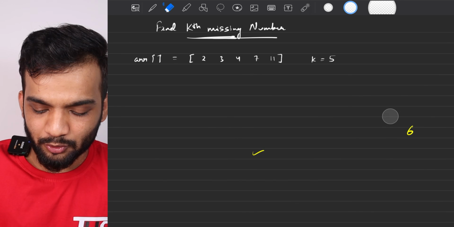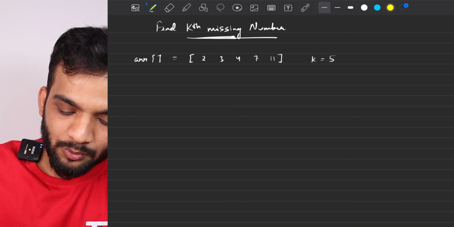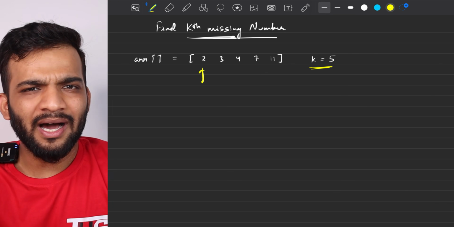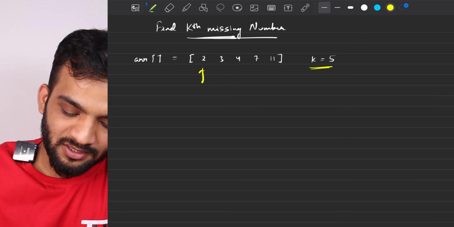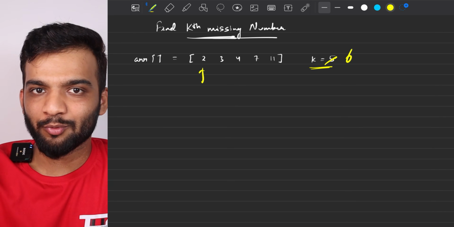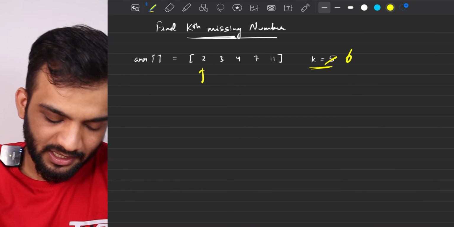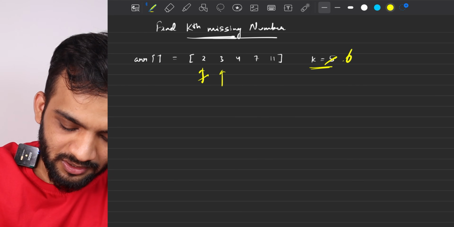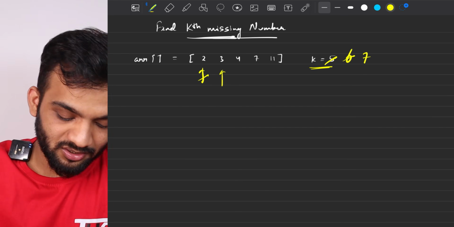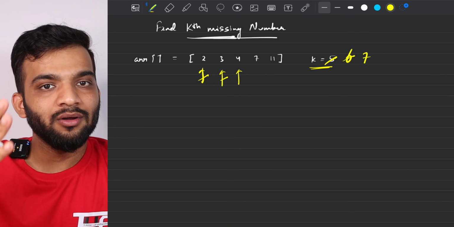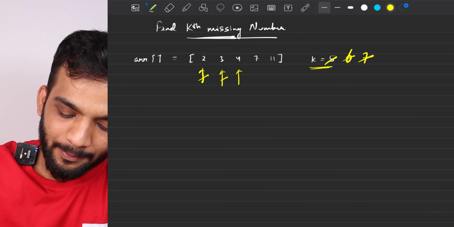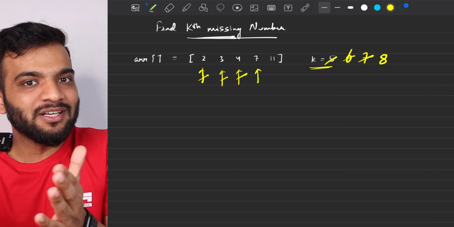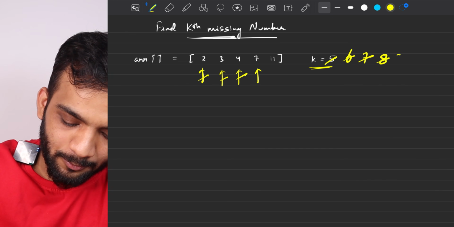So let's quickly do the brute force on the given example. I'll take k equal to 5 and start iterating. I get 2. I say that this 2 will take 1 place. So now I'm looking for the sixth possible number, like the answer can be 6. Then I'll move to the next and say 3 will take 1 more place, so 7 can be my possible answer. Now I'll move forward. I have 4. 4 will take 1 more place. Thereby, I'll move to 8. Then I'll go to 7. 7 will take 1 more place. Thereby, I'll move to 9.